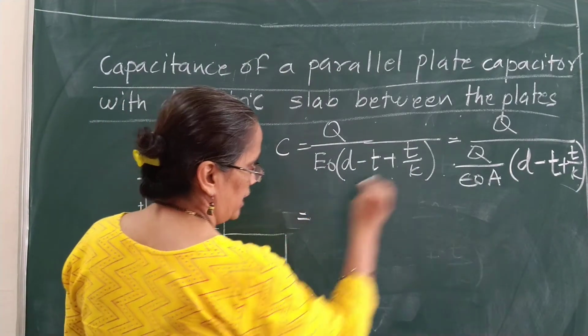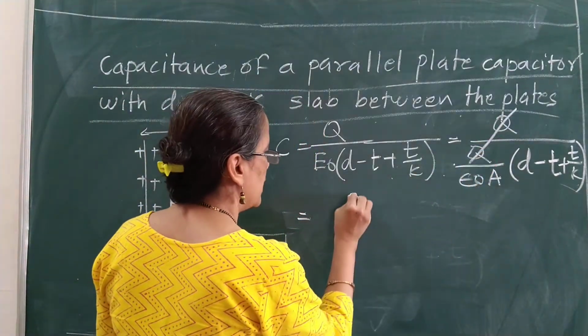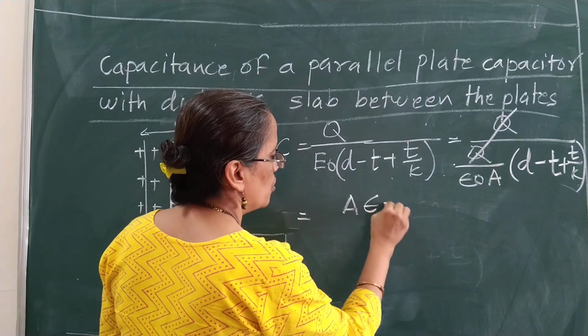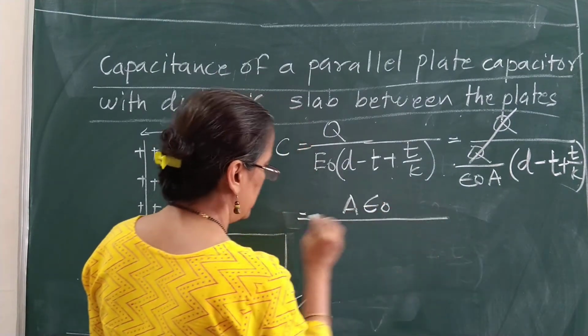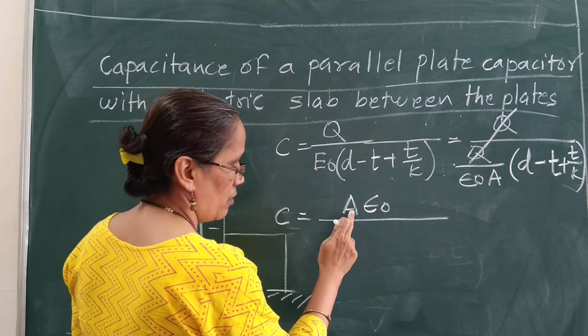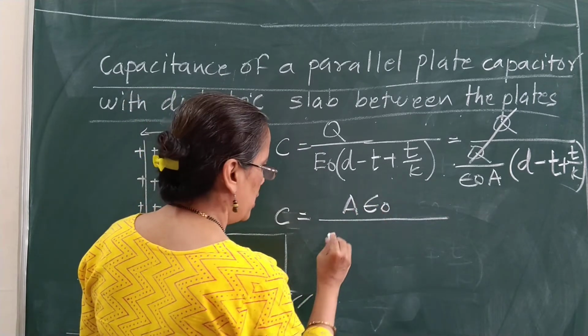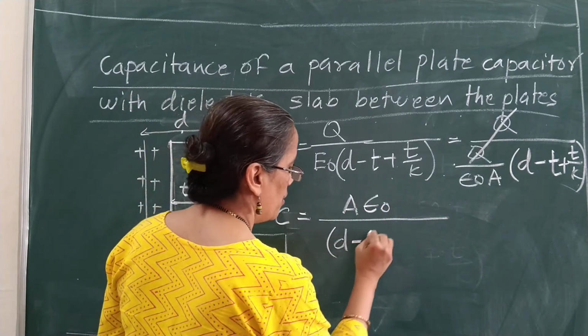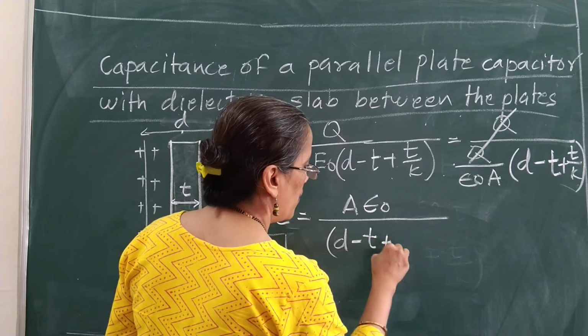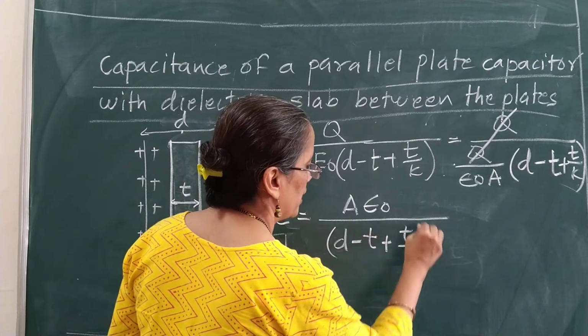So now I can write, this Q factor will get cancelled. You will get A epsilon 0 factor going to the numerator, and then I can write down C is equal to A epsilon naught upon T, D minus T plus T upon K.